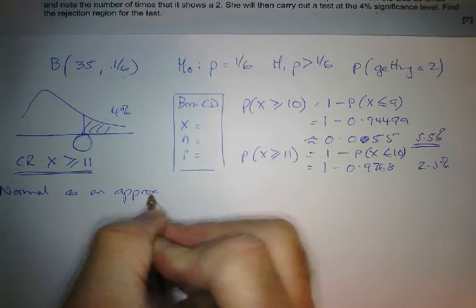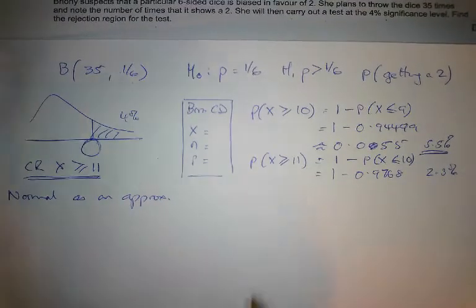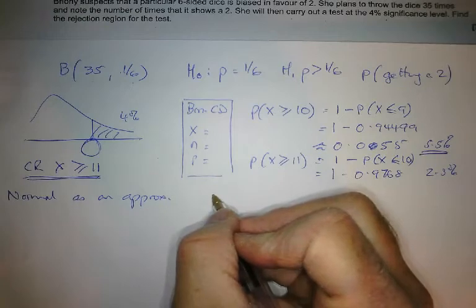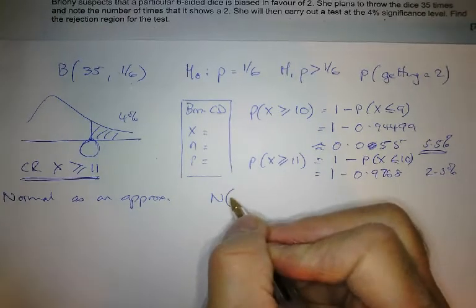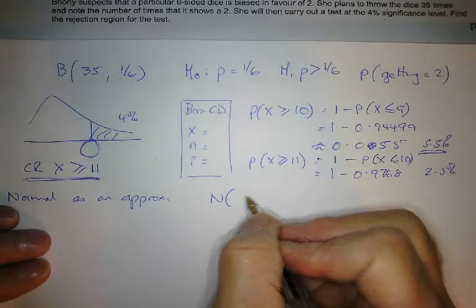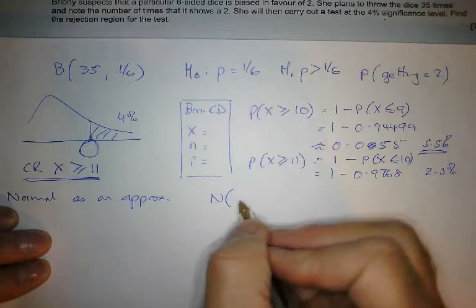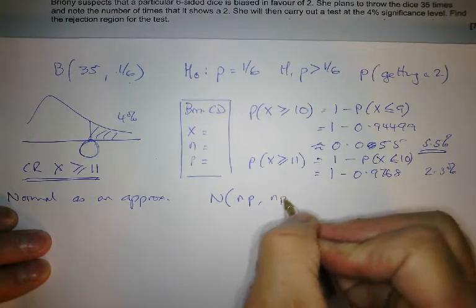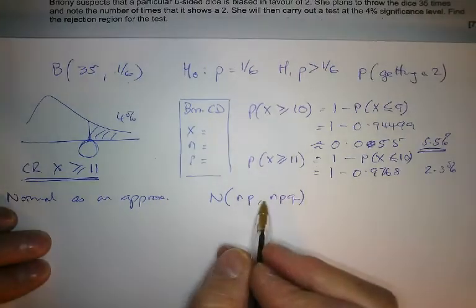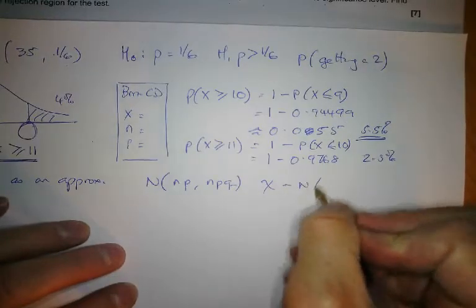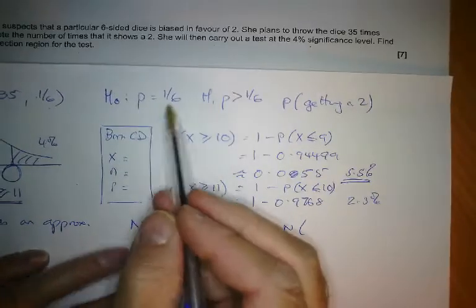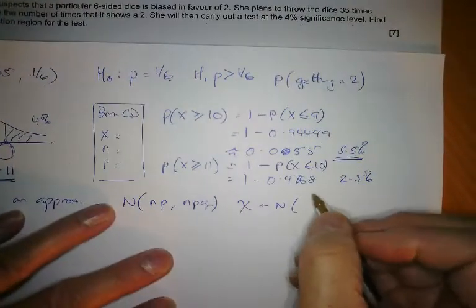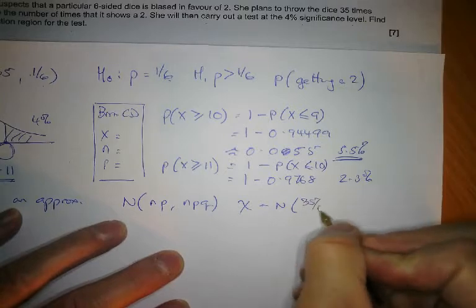So you can do that. And if you want to do normal as approximation, then what you need to do is set the thing up that says, right, here the mean is going to be np and the variance is npq. That's how you do the approximation, remember? So the mean np is going to be a 6th times 35. I'm going to write that as just 35/6.